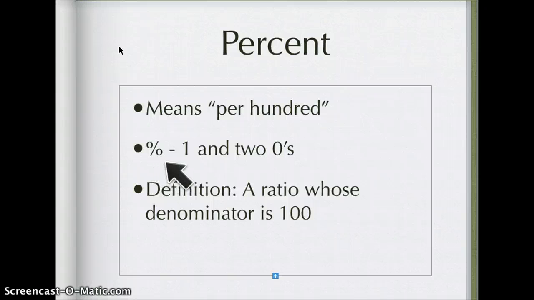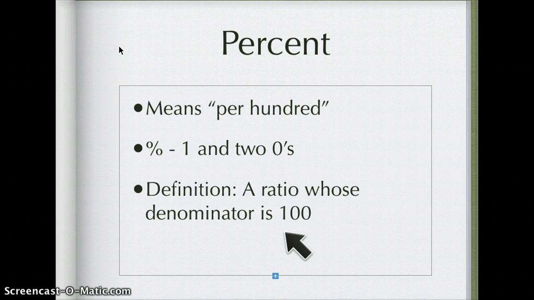If you look at the percent symbol, you can see that it's really made up of a 1, that's this diagonal part, and 2 zeros. So percent really does have this connection with 100, and that's how they created the symbol. The definition of a percent is a ratio whose denominator is 100.